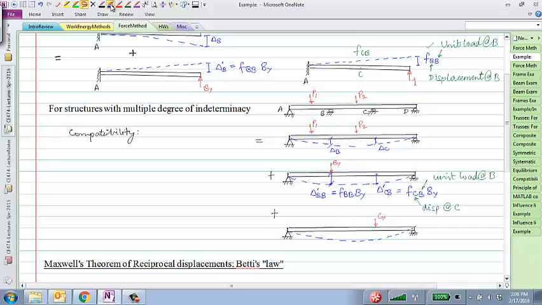Similarly, for this one, when I apply a load at C, I measure the displacement at C. I'm going to call that delta CC prime, which would be equal to FCC, the displacement at C for a unit load at C, times the unknown load Cy. And I'm going to also measure the displacement at point B due to this, which would be delta what? BC prime, the displacement at B due to a load at C, which would be equal to FBC times Cy, right?